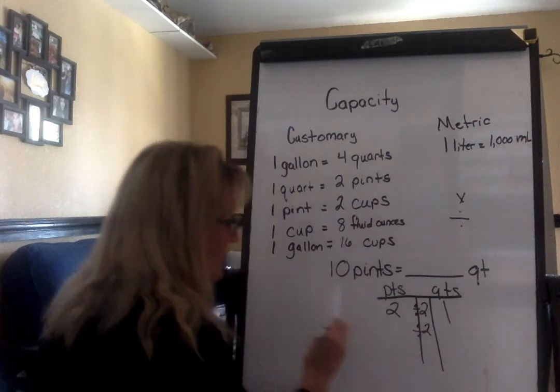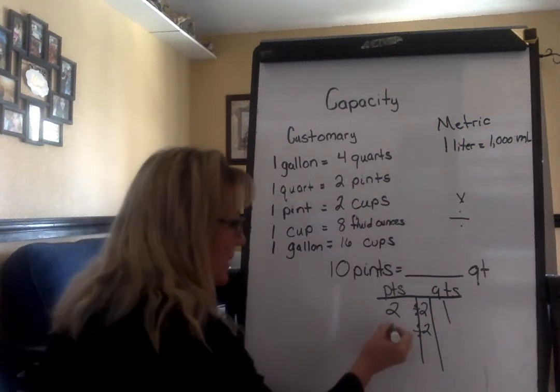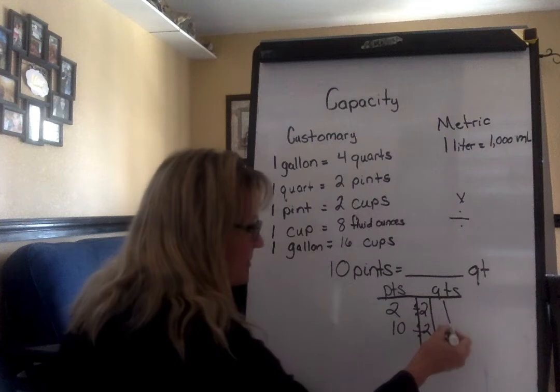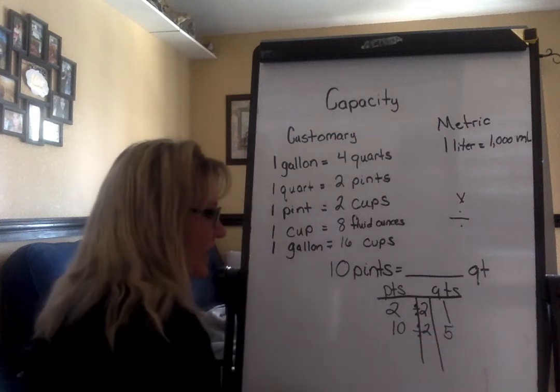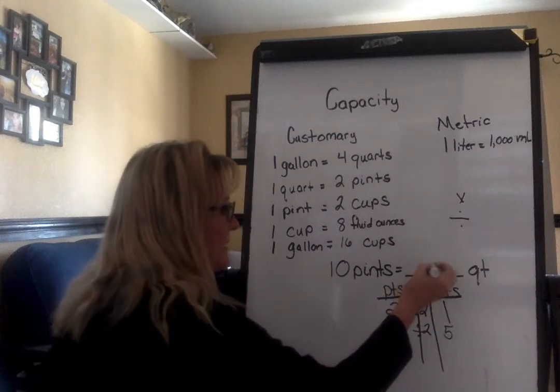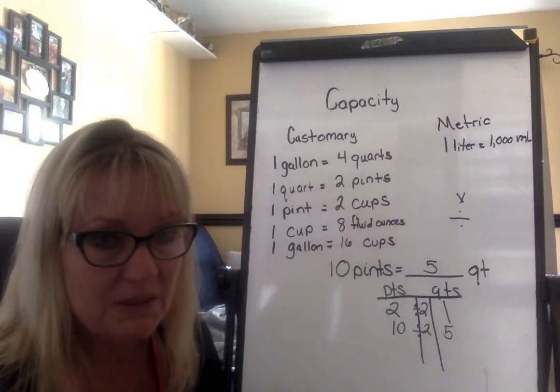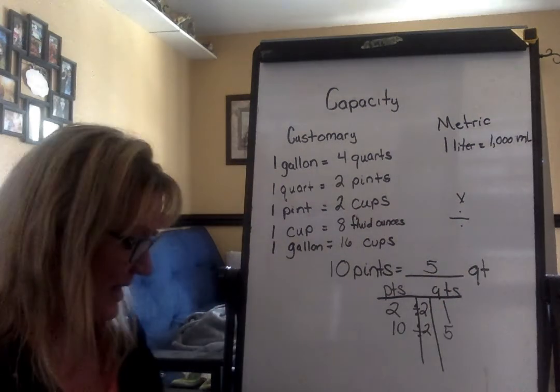So I'll put that in there. In my problem, I had 10 pints, so I write that down. I divide by 2. My outcome is 5. Oh, 10 pints is the same as having 5 quarts. Okay? All right.